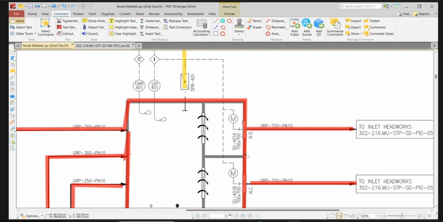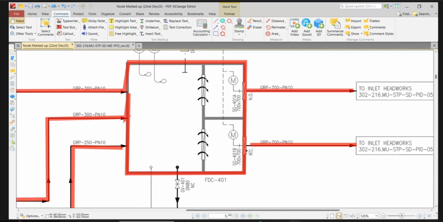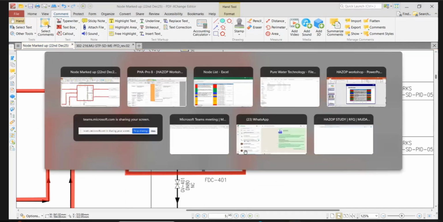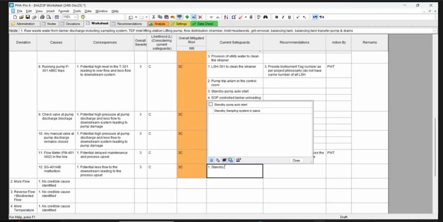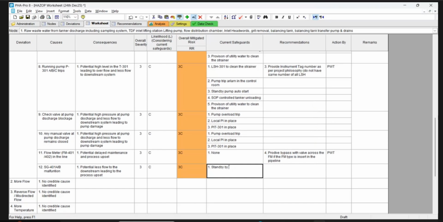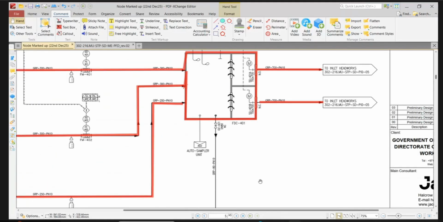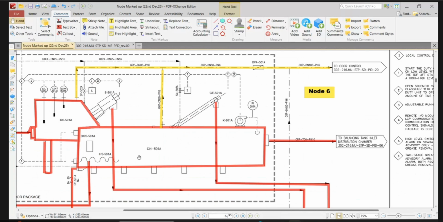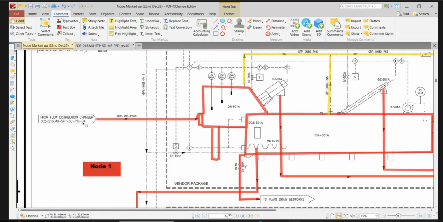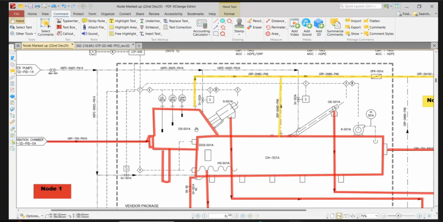Okay, if one of them is closed, then this can be standby, right? No? Yeah, standby. Okay, we are happy. Okay, so now let us come. This is the last one. Then we'll see.